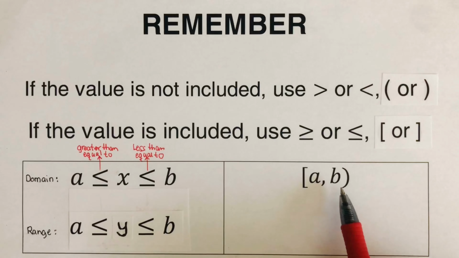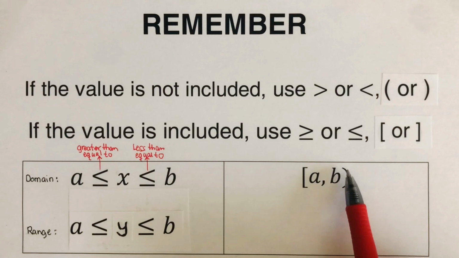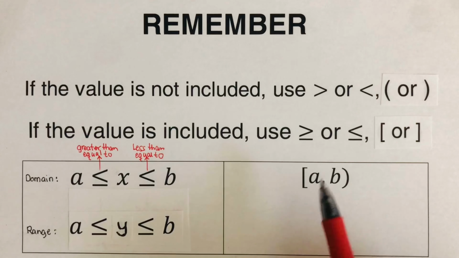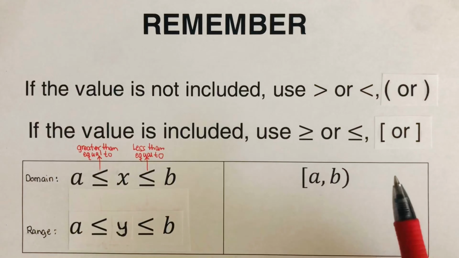Now, for interval notation for range, this would represent the lowermost boundary of the graph, and this would represent the uppermost boundary of the graph. Again, the bracket represents values that are included, and the parentheses represent values that are not included.